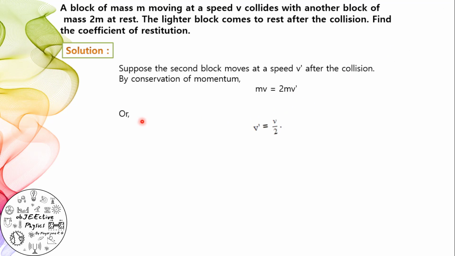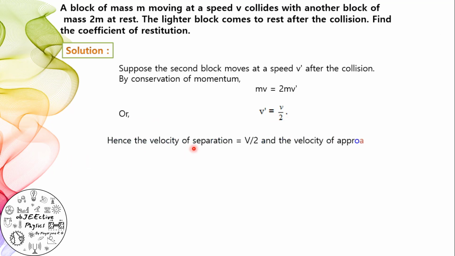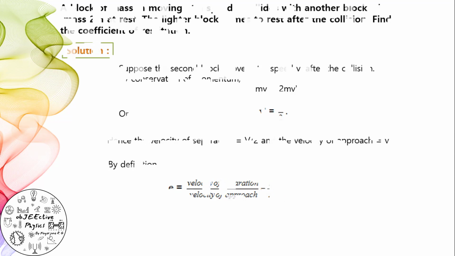or v dash is equal to v by 2. Hence, the velocity of separation is equal to v by 2 and the velocity of approach is equal to v. By definition, e is equal to velocity of separation after collision divided by velocity of approach before collision, that is equal to 1 divided by 2.